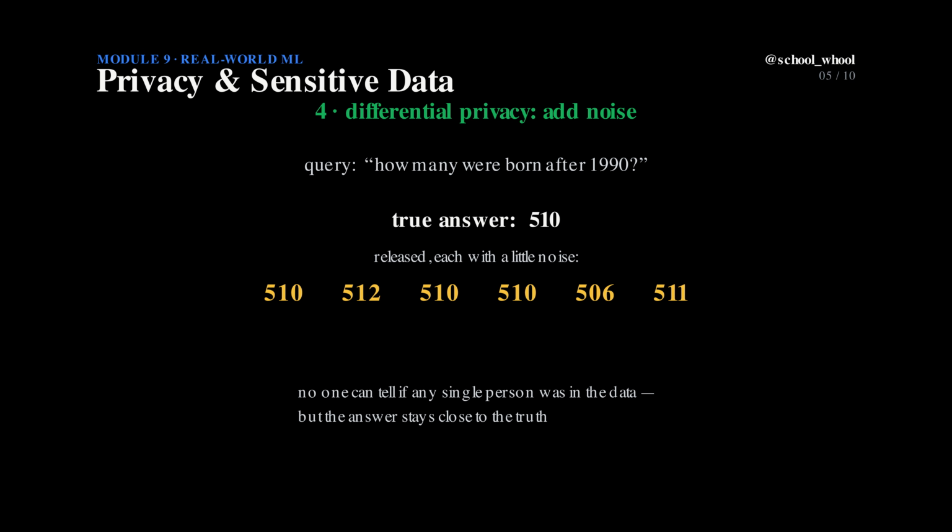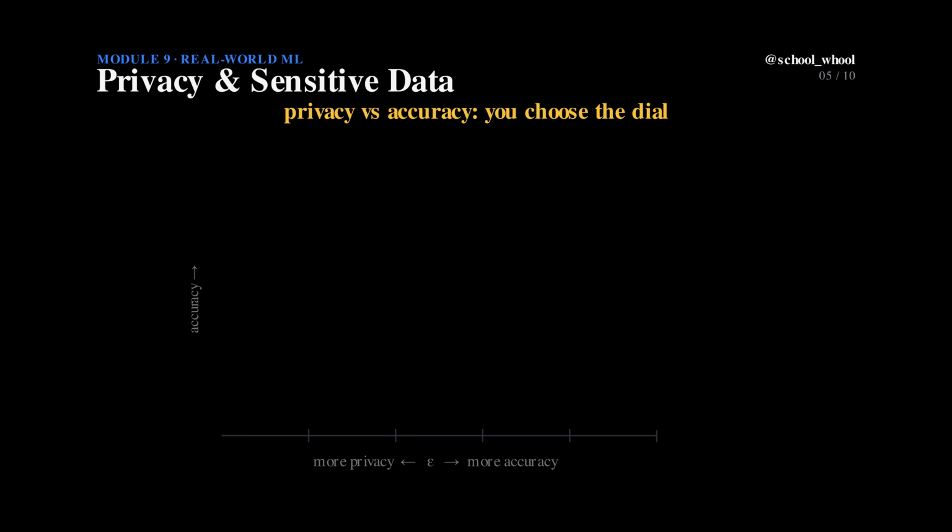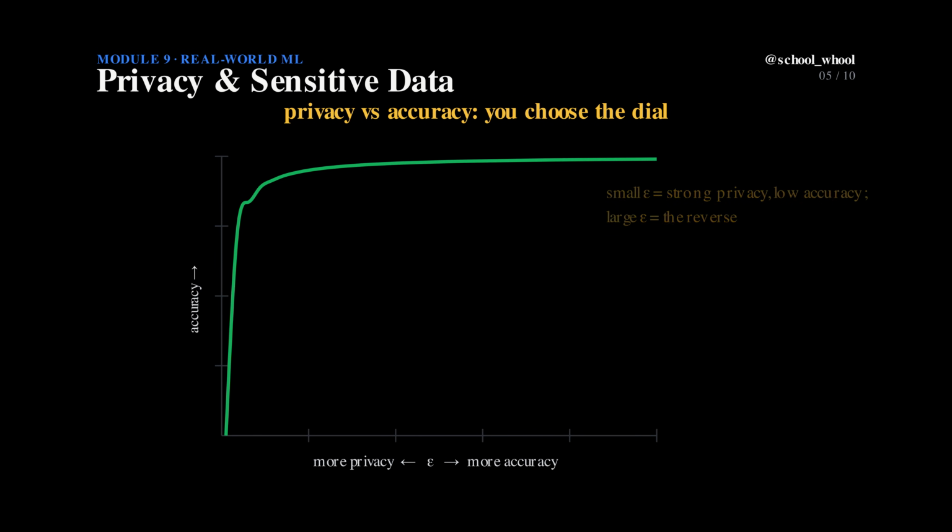Differential privacy comes with a dial, called epsilon. A small epsilon adds lots of noise. Strong privacy, but a fuzzier answer. A large epsilon adds little noise, a sharper answer, but weaker privacy. You choose where to sit on that curve.